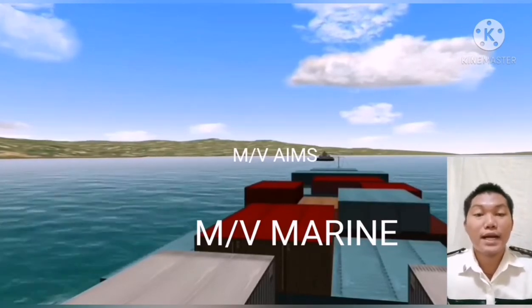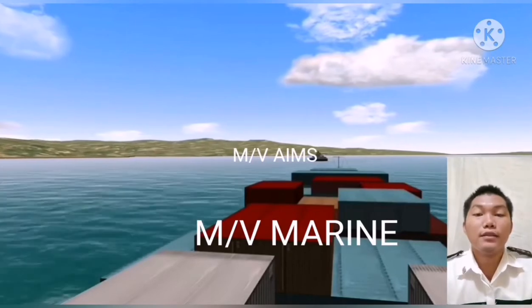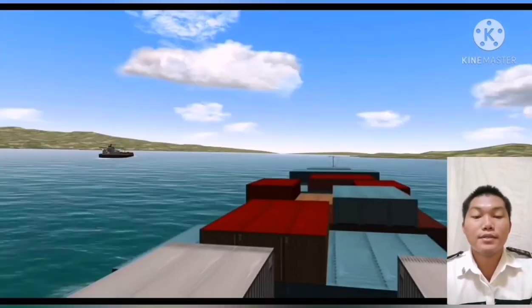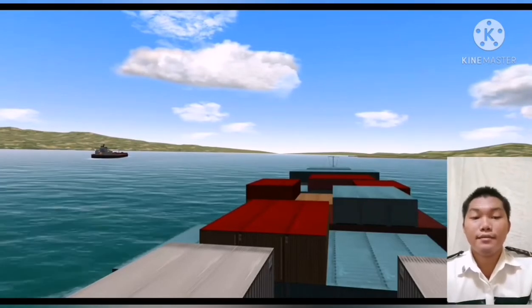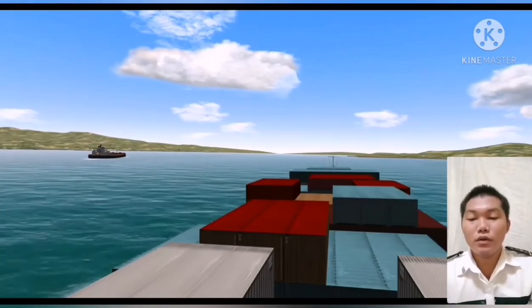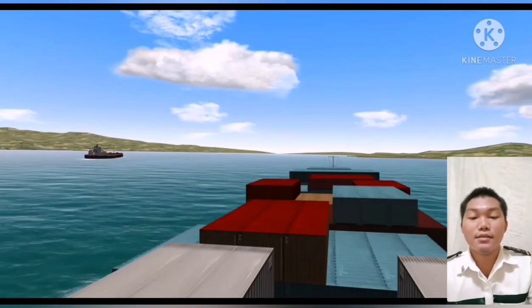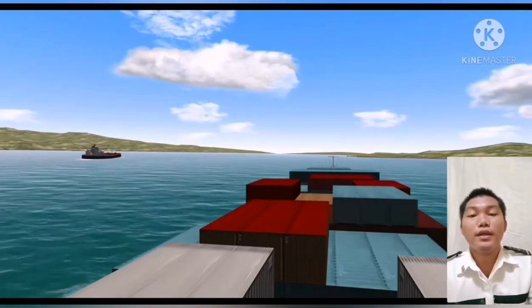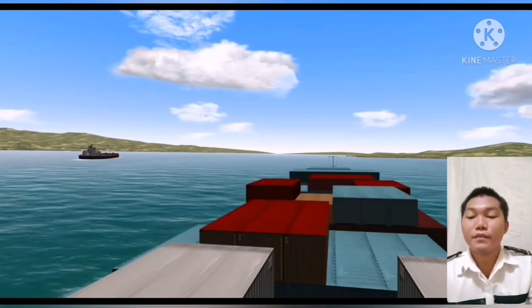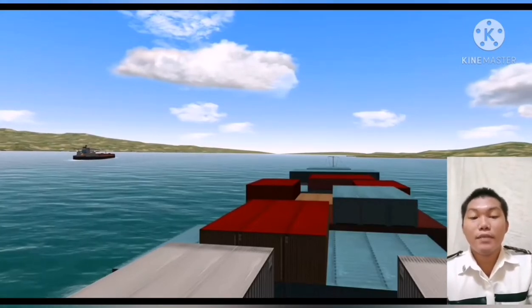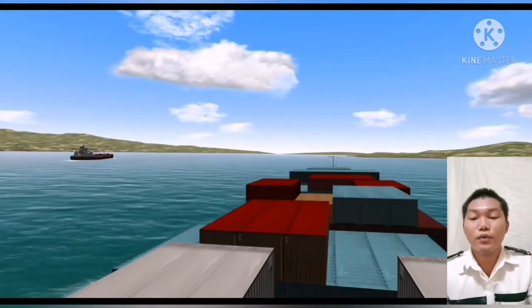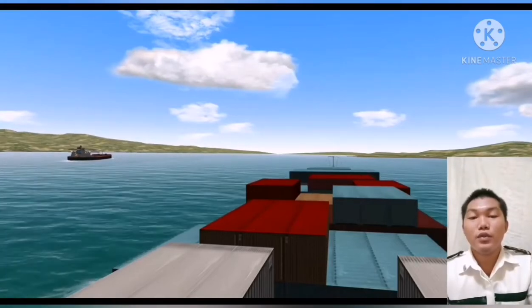So yung pang-anim natin gagawin, alter our course about 22.5 starboard side. When we already have a safe distance to enable us to overtake, make our course straighten by turning to port side about 22.5.